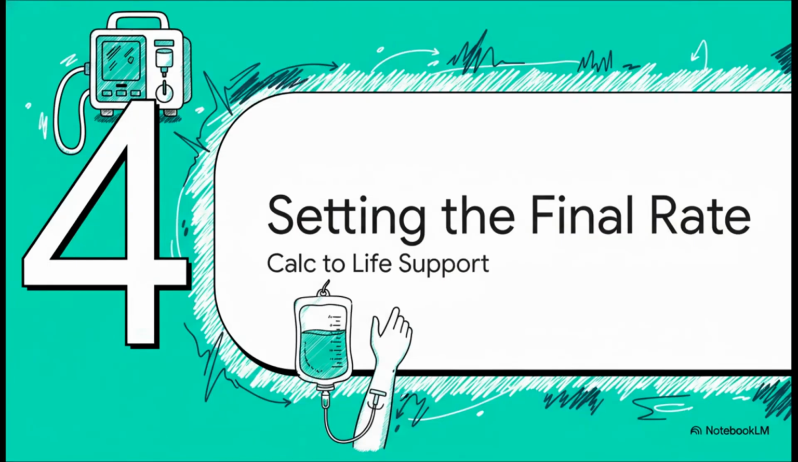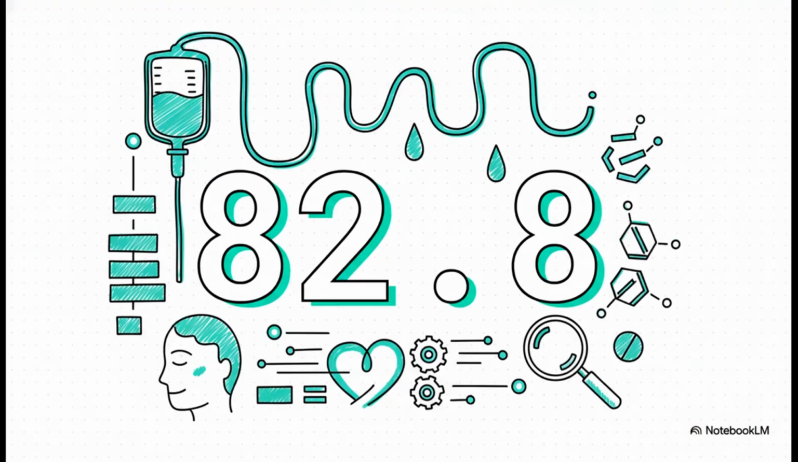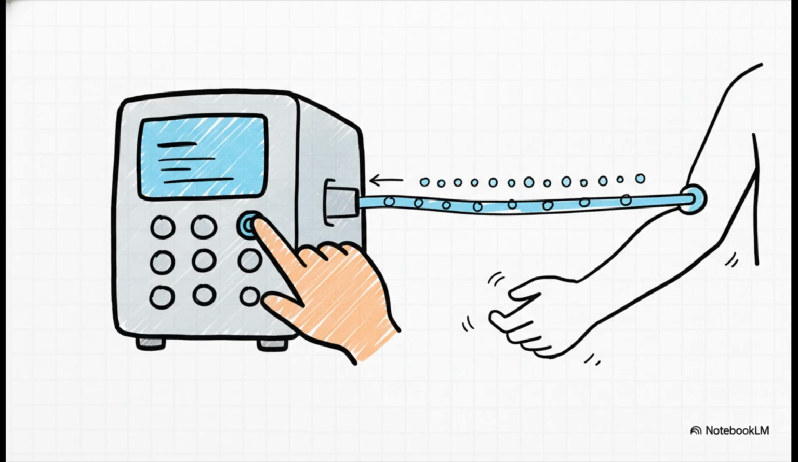We've gone from all these abstract numbers and different units to a single actionable command, a number that's about to be programmed into a piece of life-sustaining medical equipment. And here it is, the result of all that careful work. 82.8. It's more than just a number. It represents precision. It represents care. And it carries the entire weight of a patient's well-being. That's 82.8 milliliters per hour.